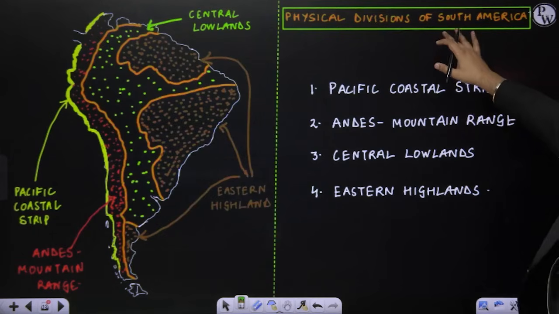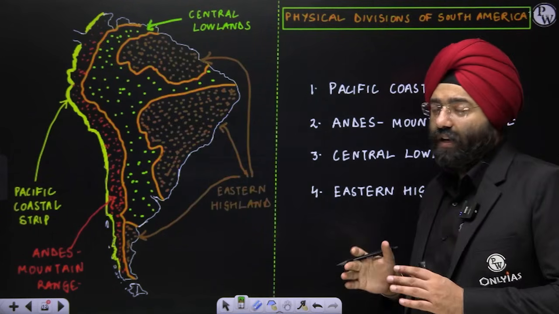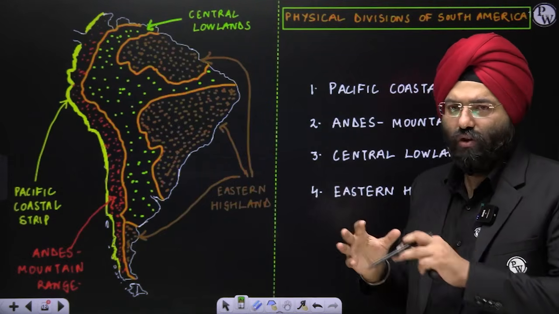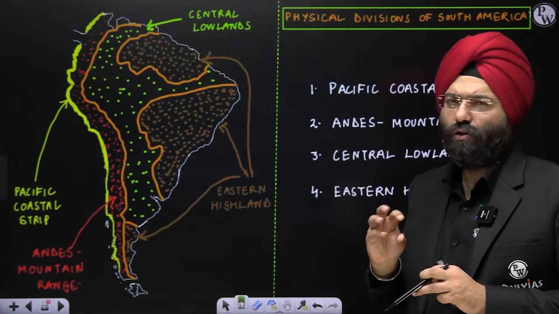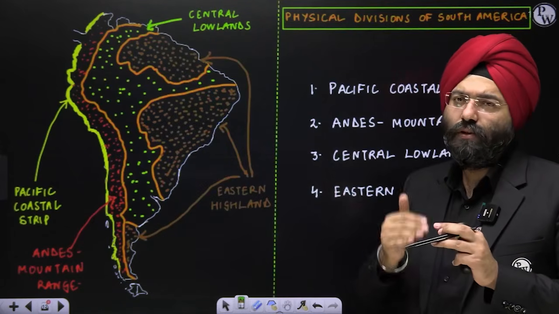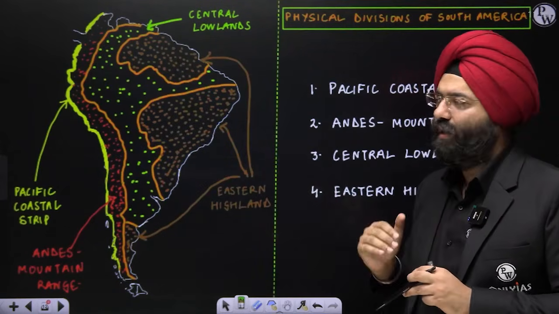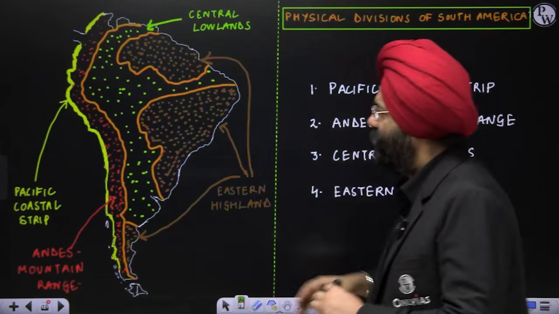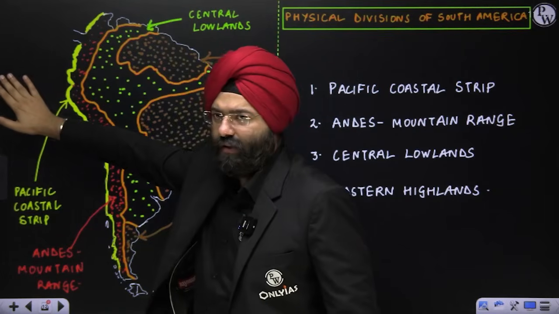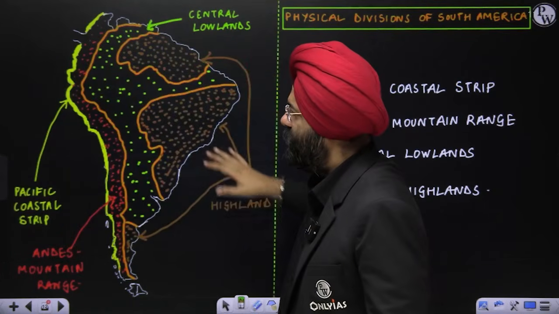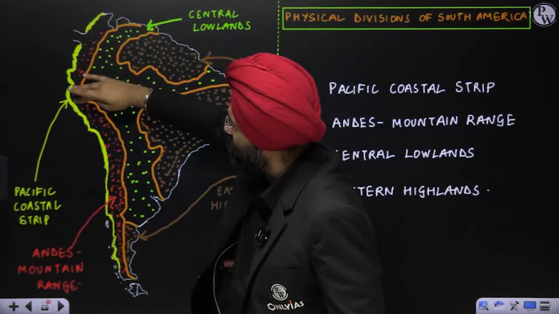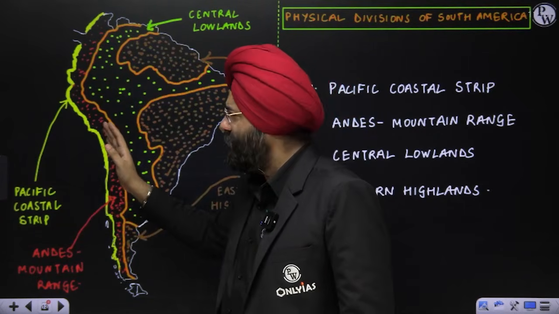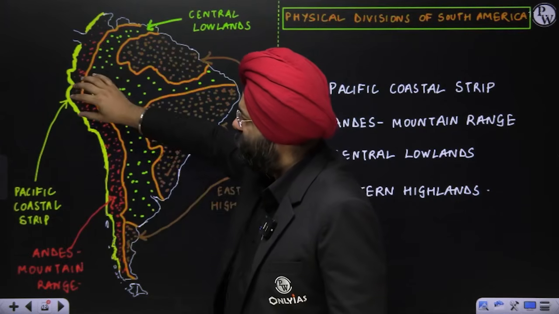Now comes the physical divisions of South America. As I have already told you, while doing the physical divisions, I have incorporated elements of human geography, like the minerals, agriculture, and population, so that it becomes easier to comprehend along with the geographical aspect that you're doing. I have divided it broadly into 4 divisions. First, this is the Pacific Ocean, please remember. This side is the Pacific Ocean, this side is the Atlantic Ocean. There is this Pacific coastal strip. This is one physical division. It lies between the Pacific Ocean and the Andes mountain range, right? First feature is the Pacific coastal strip.